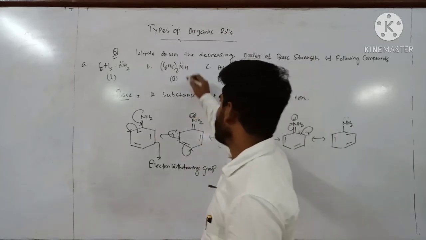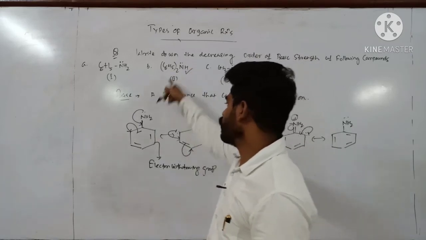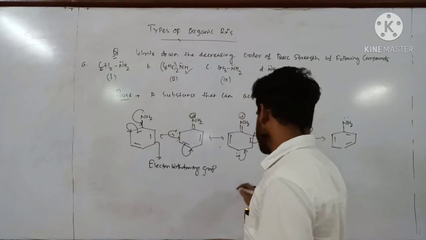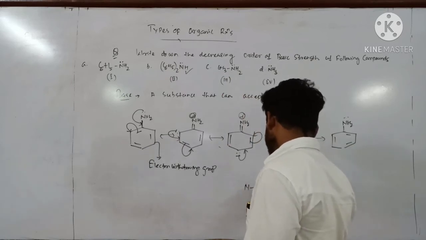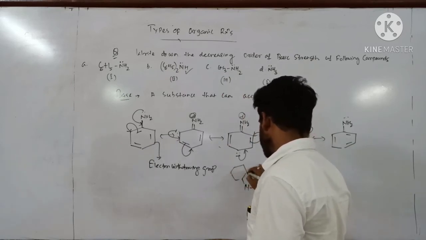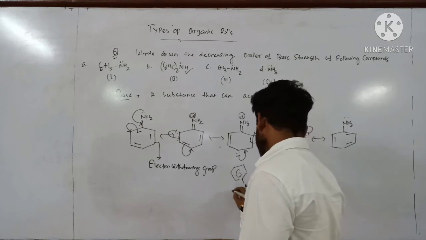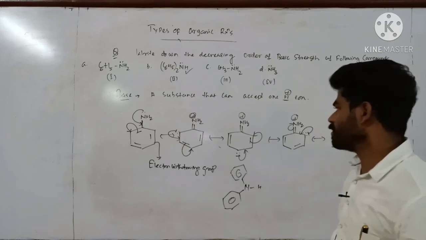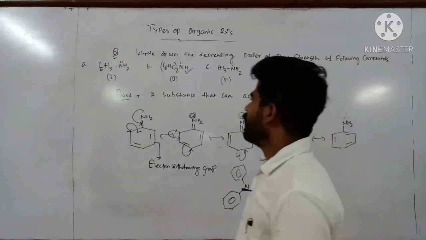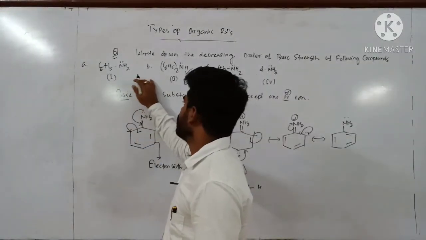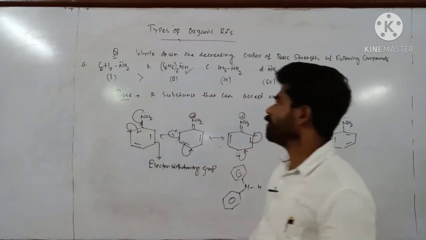And in case of diphenylamine, there are 2 such aromatic rings. You see this one, NH, 2 aromatic rings are attached. So the deficiency over nitrogen will be more in this case. So definitely out of 1 and 2, 1 is more basic than 2.